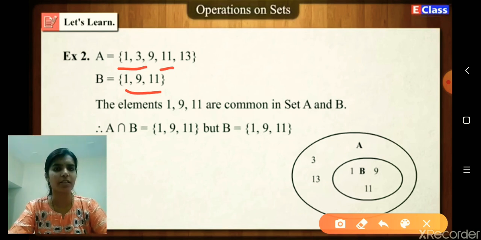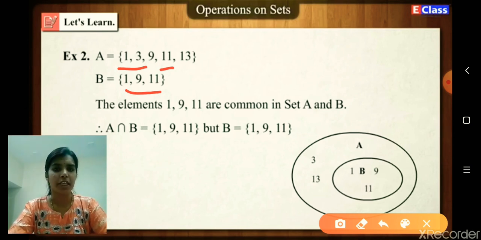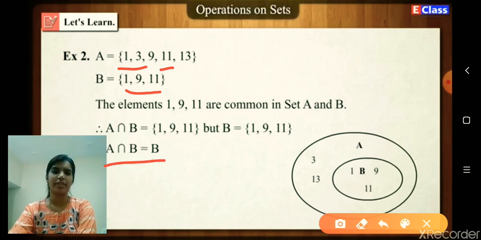So shortly we can say something about that. You observe the statement which we have written here. Can you think of anything? Okay, I tell you. If B is a subset of A, at that time the intersection of A and B is compulsorily set B. That means if any set is a subset of another set, then the intersection of these two sets is always the smaller set. Here you see that we have written A intersection B is equal to B.